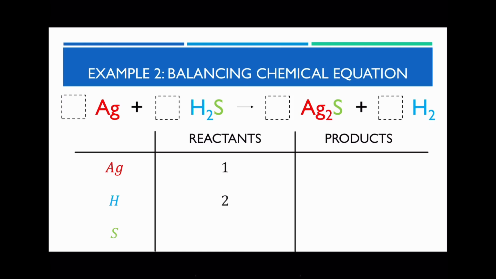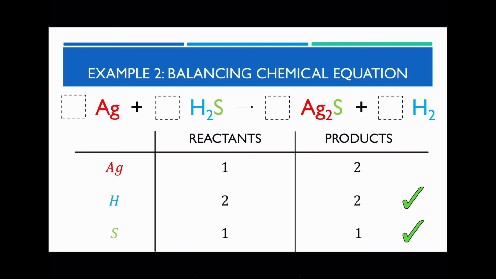There are 2 hydrogen atoms and there's 1 sulfur atom. On the right hand side, we can see that there are 2 silver atoms, there's 2 hydrogen atoms, and there's only 1 sulfur atom. So in this case, the number of hydrogen atoms as well as sulfur atoms are balanced. However, we need to balance the number of silver atoms.